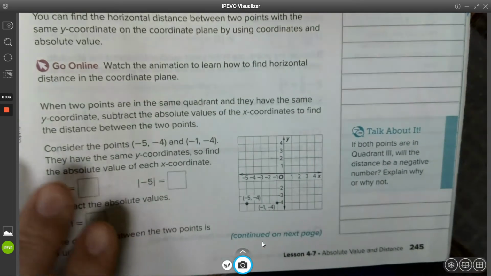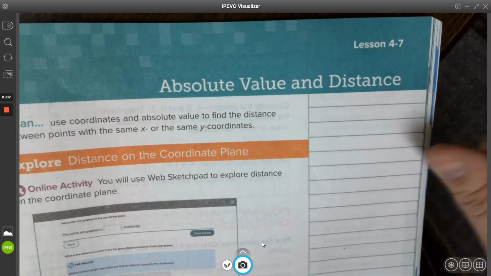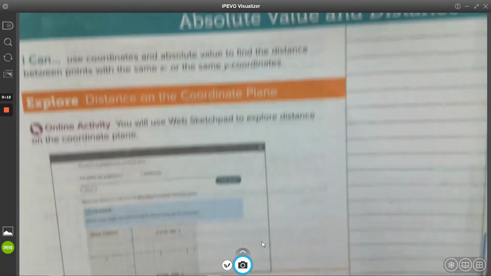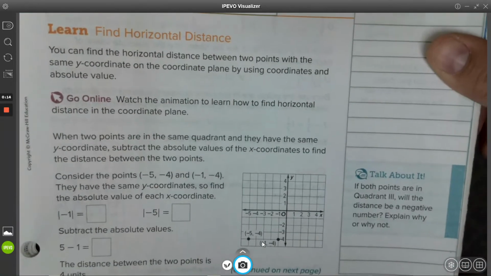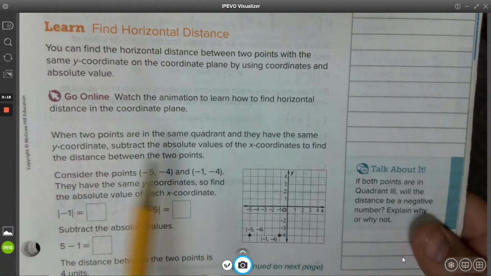Hi everybody. Today we are going to be talking about absolute value and distance. We're doing lesson 4-7. This is the last lesson for this module. So we're going to be talking once again about the coordinate plane and looking at distance between points.